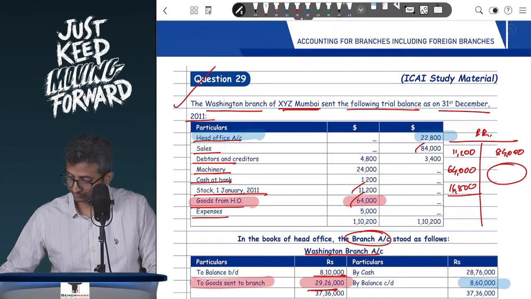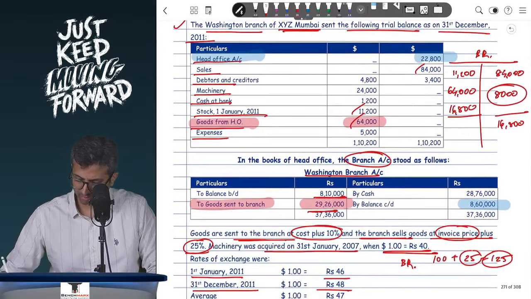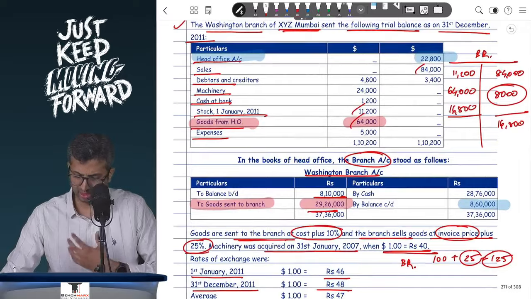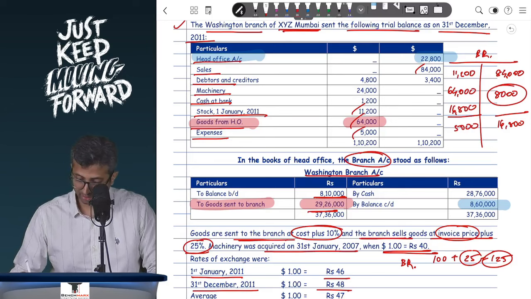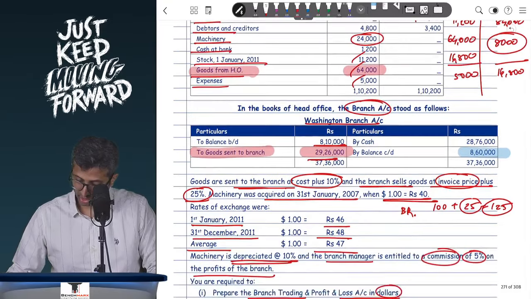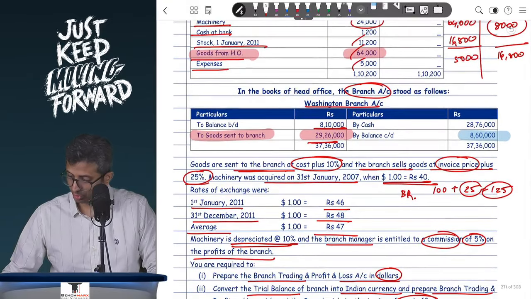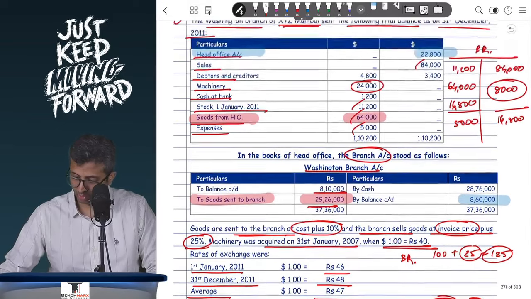11,200, 64,000, 16,800 and 84,000. So if I subtract this, I believe this is 8,000. This will be your closing stock. Now 16,800 is your profit. Other than that, you have what? Debtors, creditors is balance sheet, machinery, balance sheet, cash at bank, expenses of 5,000, but there is also, I believe, a depreciation. Machine is 24,000, 24,000 into, what is the rate of depreciation? I think 10%, 24,000 into 10%. I think 2,400 will come over here.